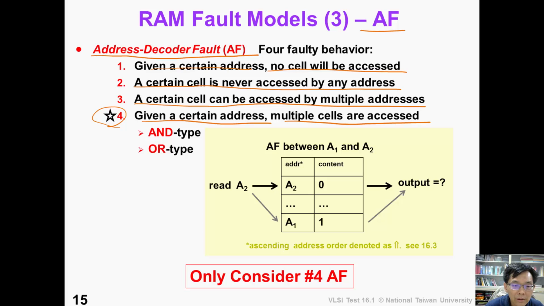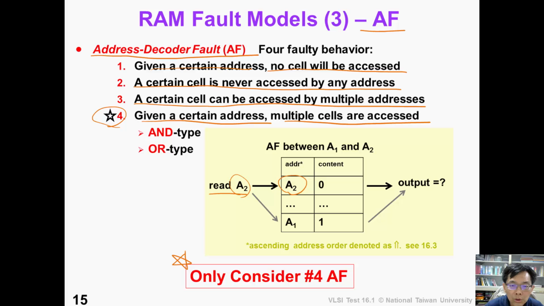It turns out that only number 4 of the address decoder faults is the most important. What is the reason? You can think about it. This picture illustrates an example for an address decoder fault. Suppose we want to read address A2.